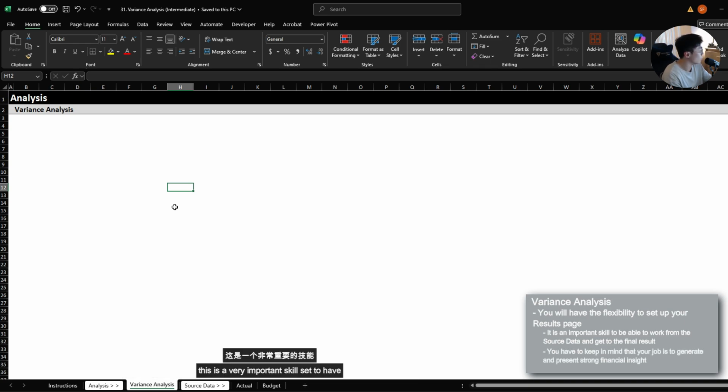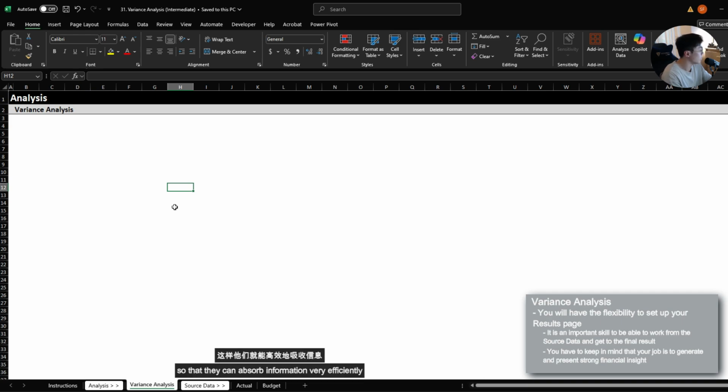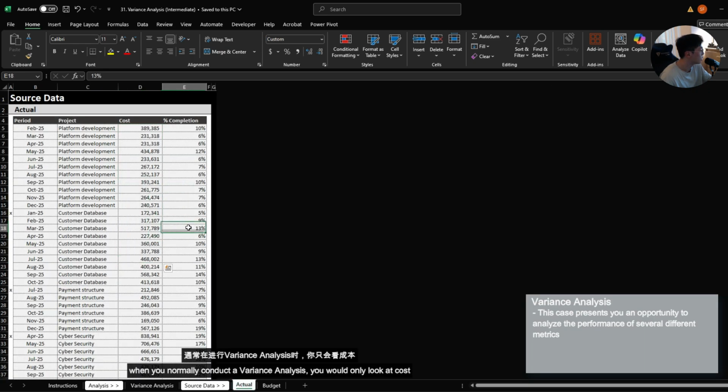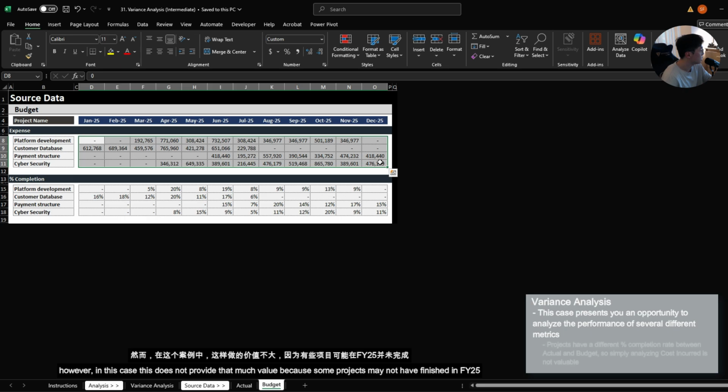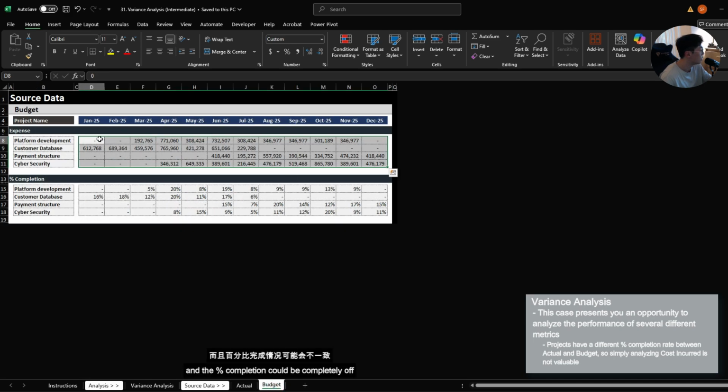This is a very important skill set to have because when you're solving problems, you have to think about what's the best way to present information to our stakeholders so that they can absorb information very efficiently. Now, the interesting thing about this case is that when you normally conduct a variance analysis, you would only look at cost. However, in this case, this does not provide that much value because some projects might not have finished in FY 2025 and the percentage completion could be completely off.